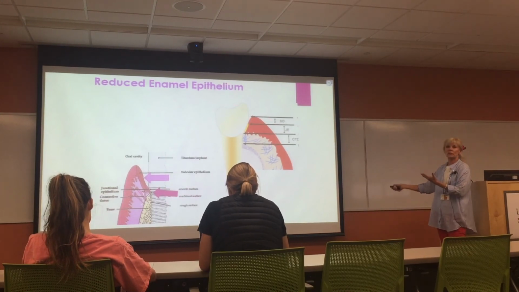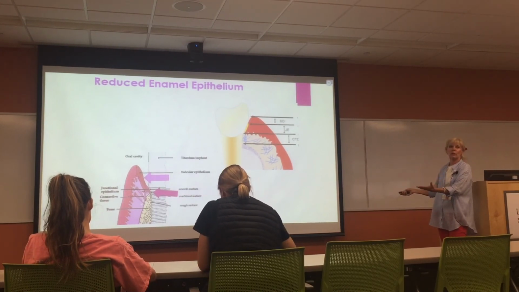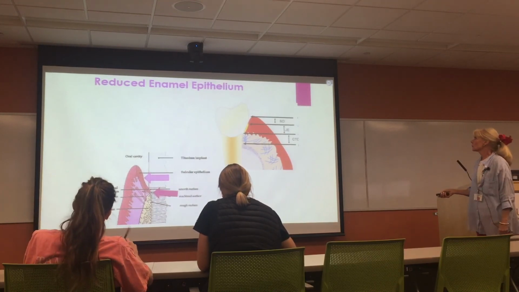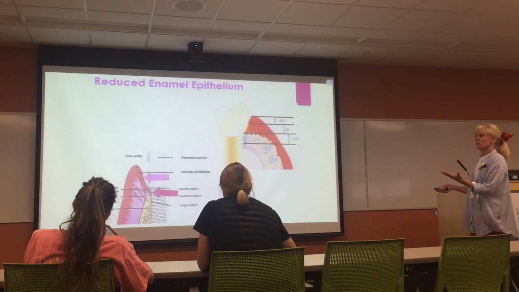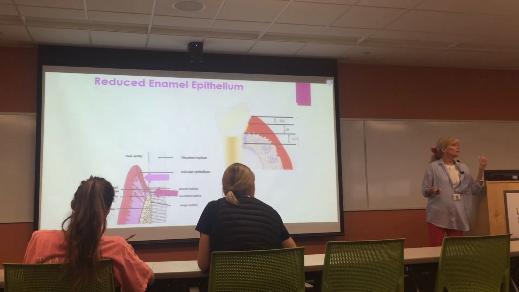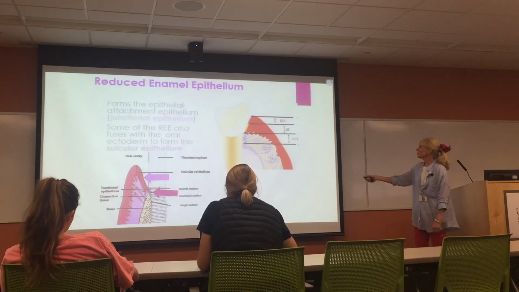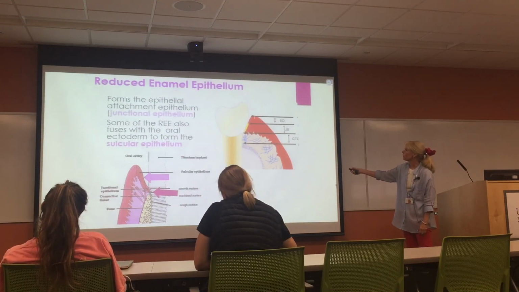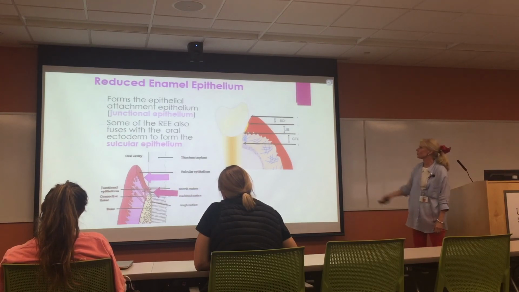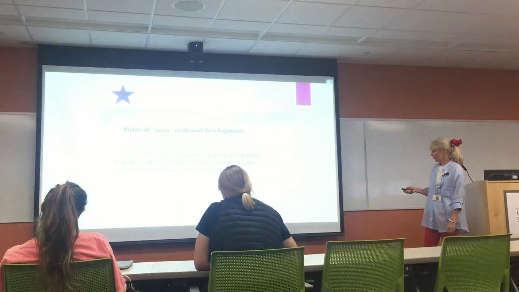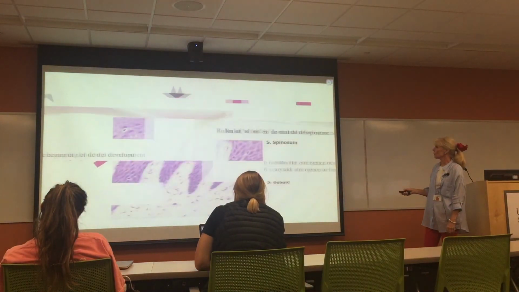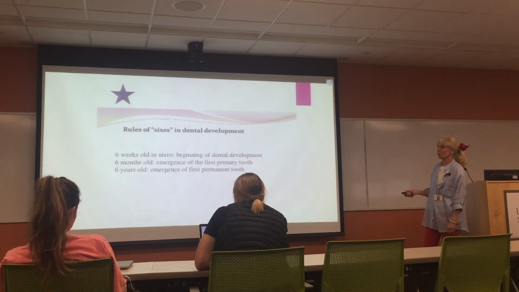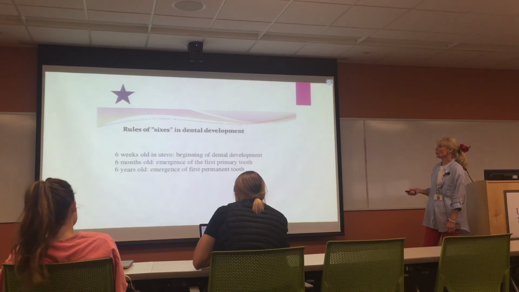Okay, we mentioned this. What are the two areas that are formed by that reduced enamel epithelium? The sulcular epithelium and the junctional. The junctional is down here. Sulcular is here. Sulcus, junction. Oops, I keep doing it. What is it? Rule of 6, remember, 6, 6, 6: 6 weeks, 6 months, 6 years. That's the only one.